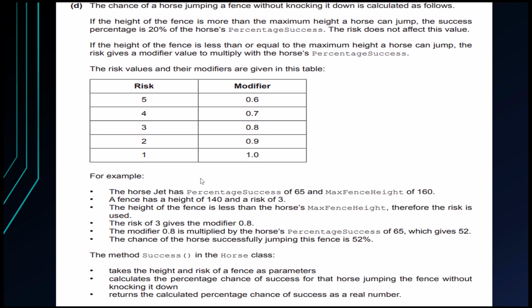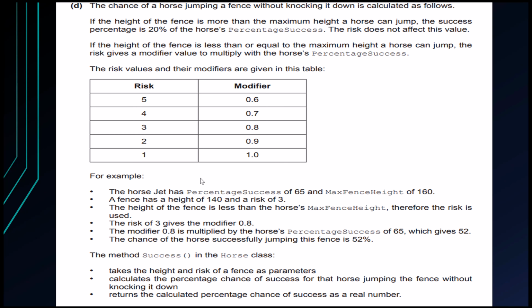The horse Jet has a percentage success of 65, a max fence height of 160. A fence has a height of 140 and a risk of 3. The height of the fence is less than the horse's max fence height, therefore the risk is used. The risk of 3 gives the modifier 0.8, so we're going to multiply it by Jet's percentage success of 65, that gives us the value of 52, so the chance of the horse successfully jumping this fence is 52%. So that's the example they give, that's the expected output for Jet.